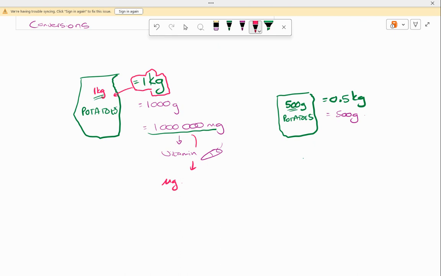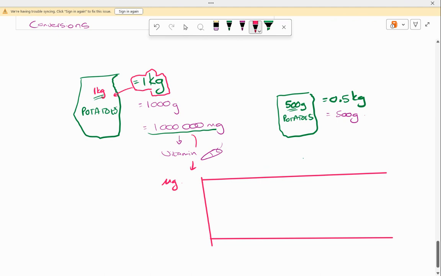Okay, so how do we write this as a conversion chart? Let's say we want to form a conversion chart for mass. So kilograms, grams, milligrams, the word we use for this is mass. And this is mass conversions. And there's also one more, which is more than kilograms. But let's start with the smallest one. For now, we're going to use milligrams.